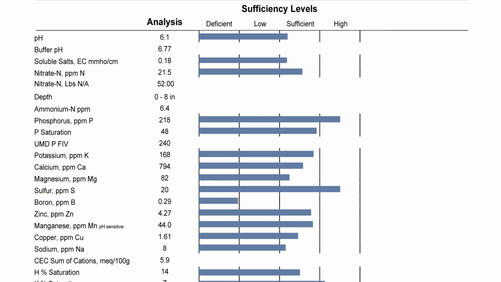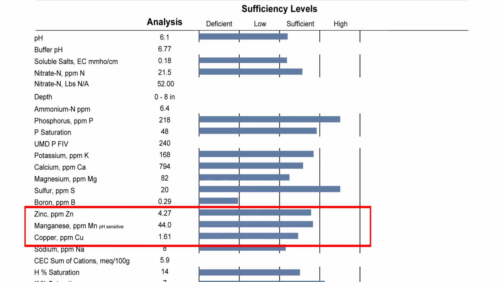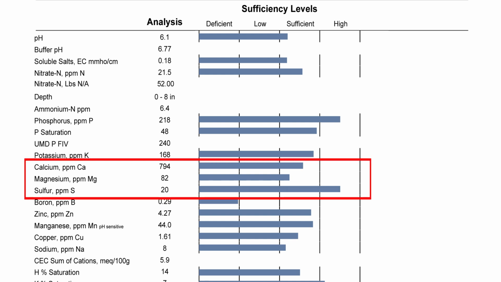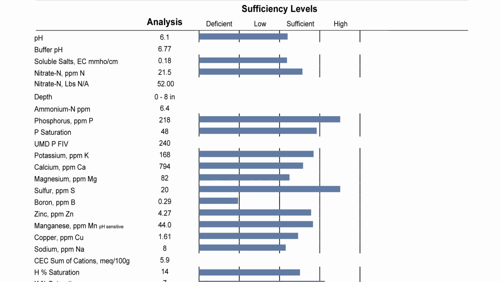And then we can also look at some of our other micronutrients, such as zinc, manganese, and copper. We can also take a look at our macronutrients, such as calcium, magnesium, and sulfur. Again, these are all essential nutrients for the plant. We want to make sure that we're optimizing our yield potential by making sure the ratios and the levels of these nutrients are in the correct areas for the crop that we're growing.